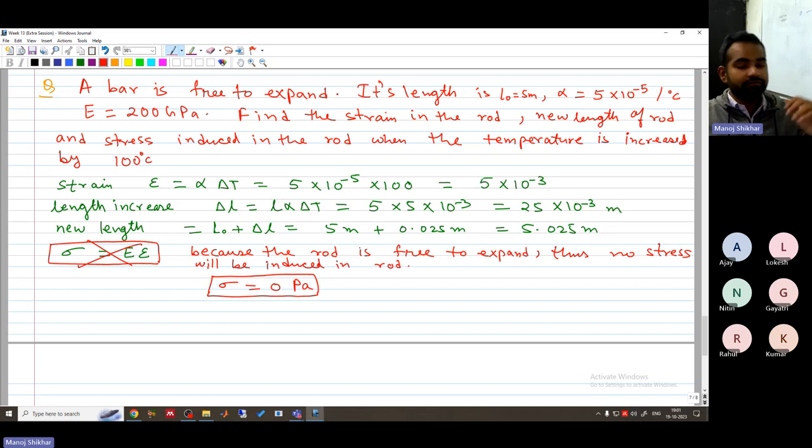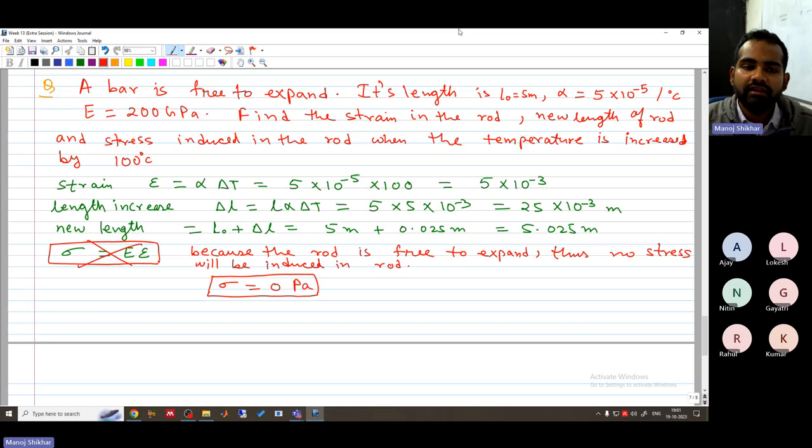This is very simple. If you're not constricting your rod, then there will be no stress. It will simply elongate or contract depending upon the value of alpha and delta T. So the answer will be 0 Pascal. No stress will be induced in this case.